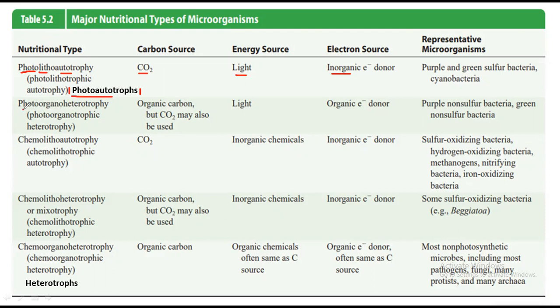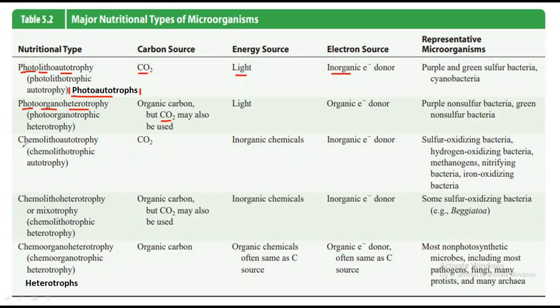So as the name indicates, they use sunlight as their energy source. They use organic molecules as their electron source, and they use organic compounds as their carbon source. Just keep this in mind: these are a special type of organism that is flexible. They can also perform photosynthesis. There are certain species that can perform photosynthesis where CO2 is present in the environment. So these are a very flexible type of microorganism.